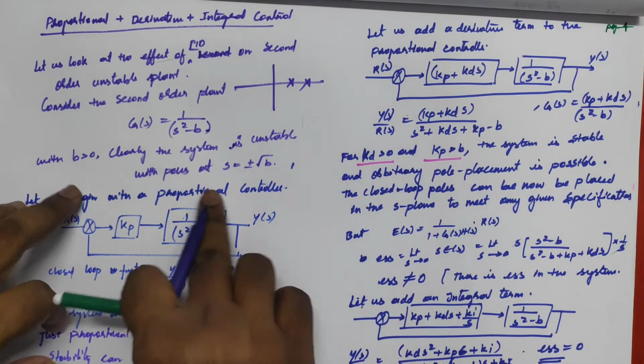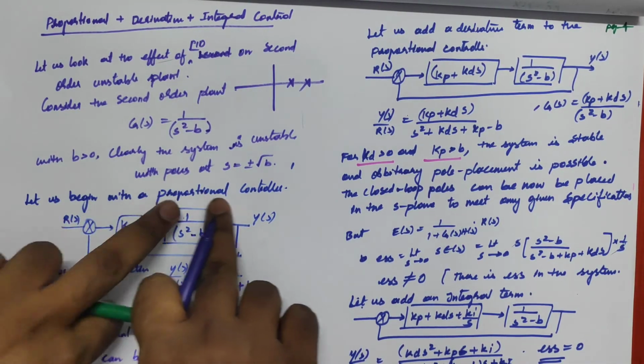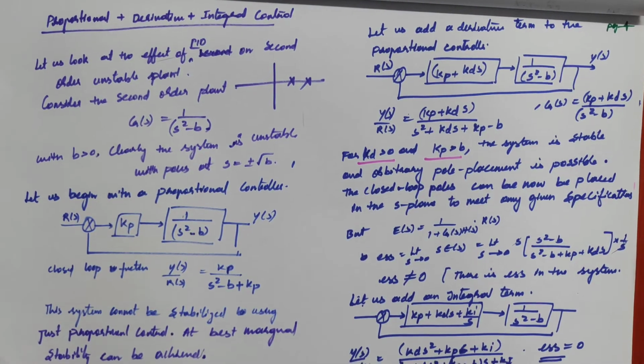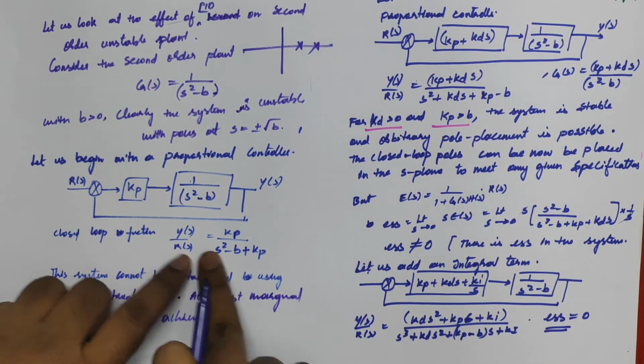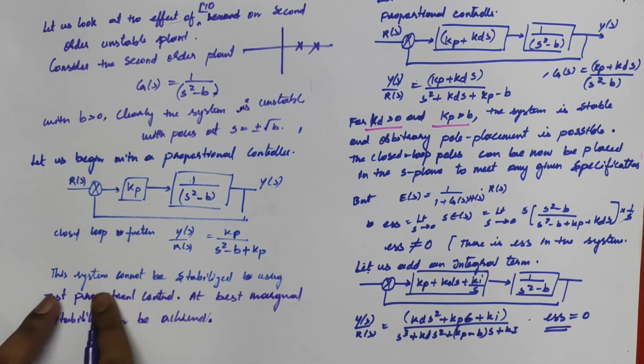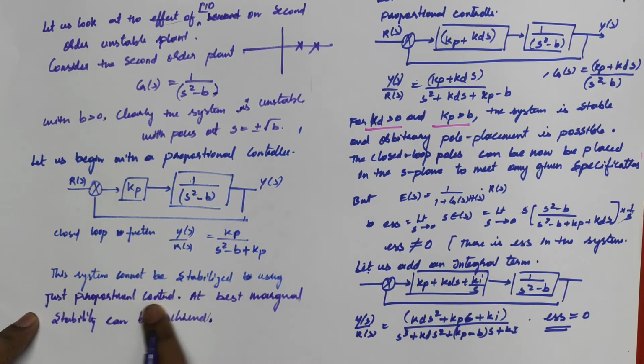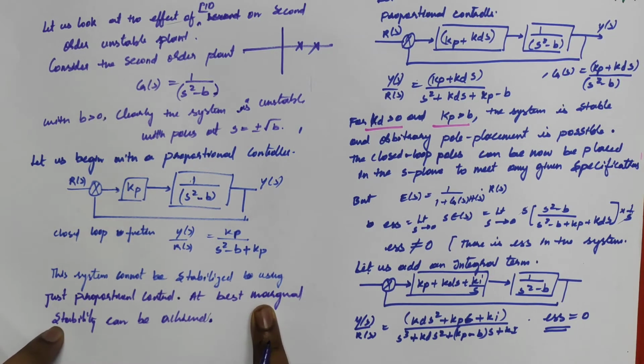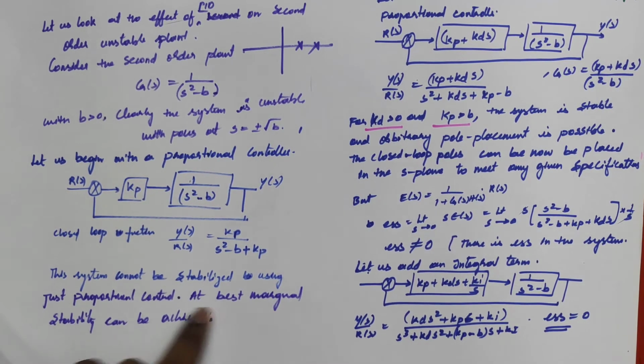Now let us slowly incorporate. If we increase only the proportional term, what have I obtained? This is the overall response, s square minus P. The system cannot be stable using just proportional control. At best, only marginal stability can be achieved.